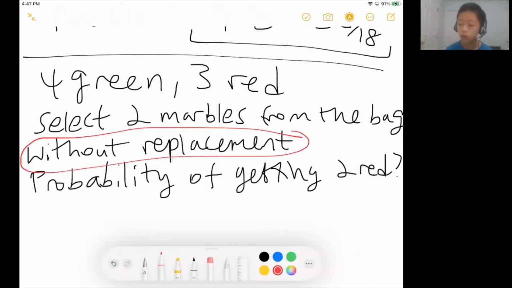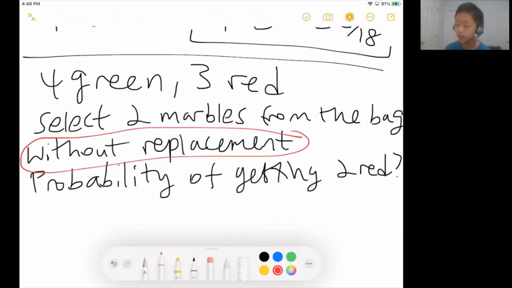If on the other hand the question said with replacement, it means, let's say I chose a green marble, I'm going to take a look at the marble and I see it's green and I'm going to put it back into the bag. So I'm going to replace it back into the bag. So it's important to be careful if the problem says without replacement, which means you don't replace the object that you took, or with replacement, which means you do replace the object that you took.